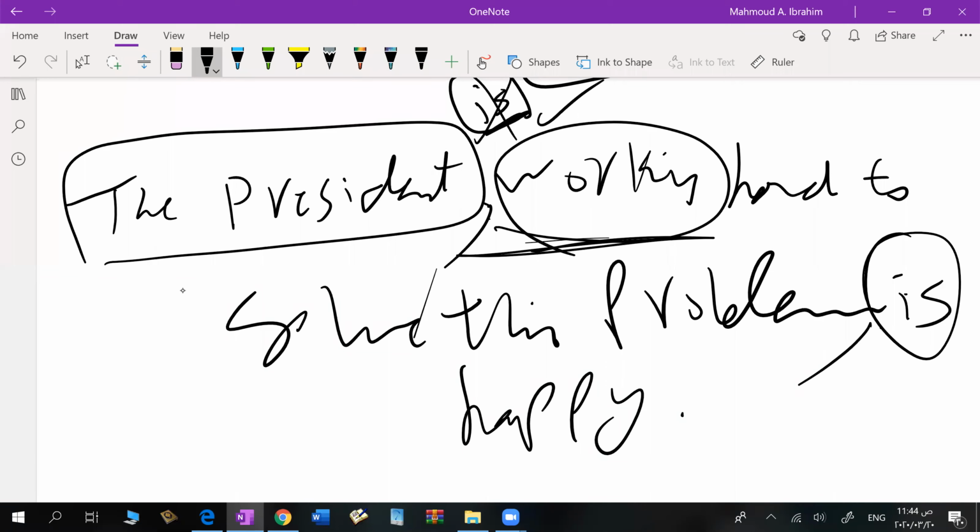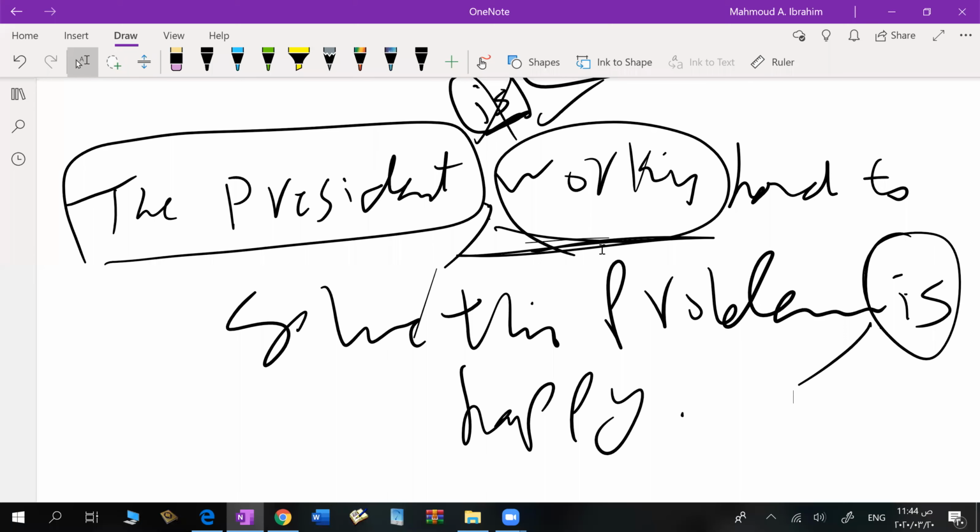We cannot add commas here because this is not an appositive and this is not a relative clause. We add commas in some certain cases in grammar. We do not add commas on our own. In this case, it's neither an appositive nor a relative clause, and we cannot add a comma here.